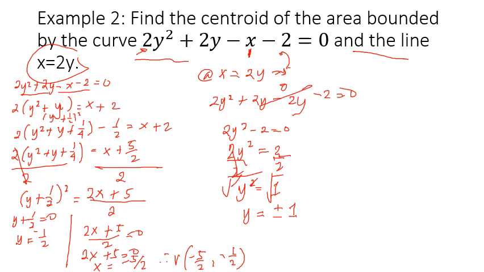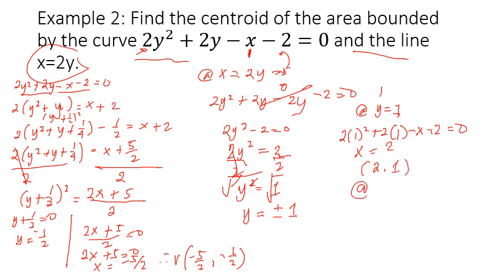So we need to get the value of x. So at y is equal to 1, what is the value of x? So you have 2 times 1 squared plus 2 times 1 minus x minus 2 is equal to 0. Just input this in your calculator and get the value of x. So x is equal to 2. So one of our intersection points is (2, 1). So this is the point of intersection.